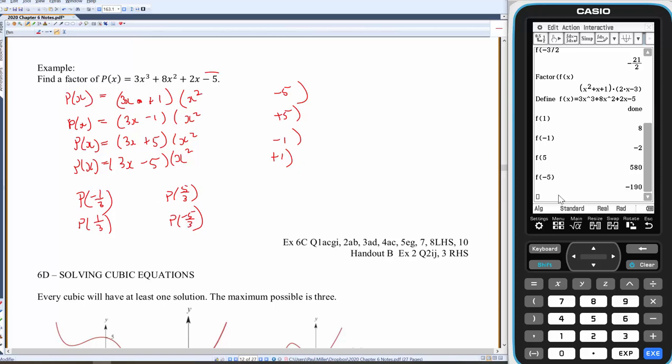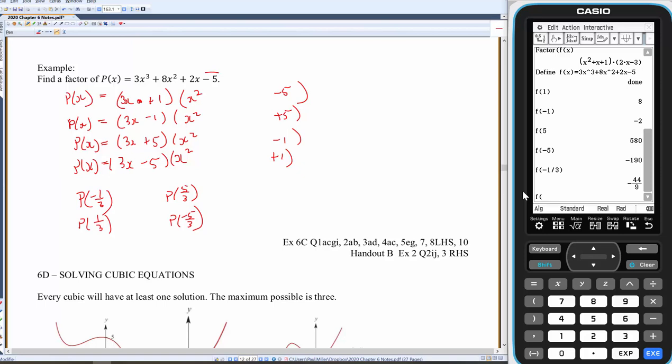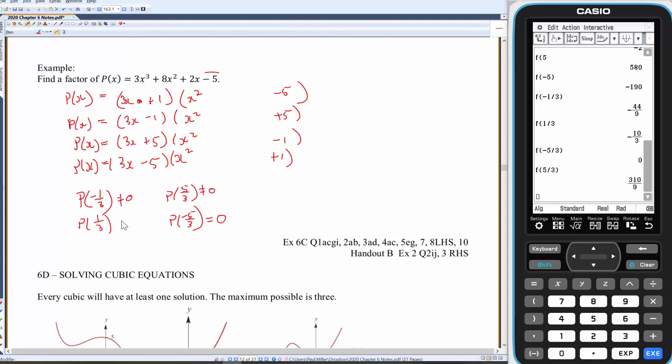All right, so let's go to the calc and speed up the process, because there's no way I'm subbing those values into a cubic. F of negative a third, nope. F of 1/3, no. Okay, F of negative 5 on 3, let's do first. There's our factor, F of negative 5 on 3. I was trying to save the factor till last to increase the tension there, but I couldn't work it out that way. So negative 5 on 3 is 0. That's not equal to 0. That's not equal to 0. And that's not equal to 0. So that's our winner. Okay, so that one came from this one here.